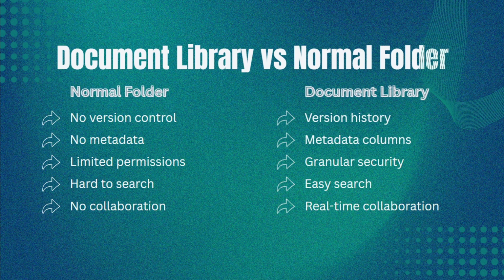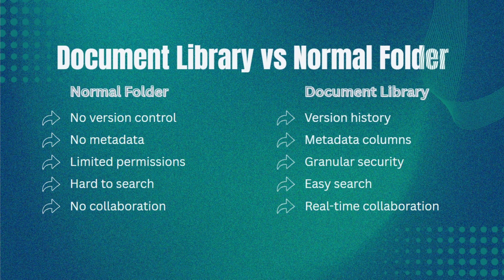Now let's understand the difference between a normal folder and a document library. First, a normal folder does not maintain version history, does not support metadata, has limited permission controls, is difficult to search, and does not support real-time collaboration. A document library, on the other hand, maintains complete version history, uses metadata for better organization, supports detailed permission settings, makes searching documents easy, and allows multiple users to collaborate at the same time. This is the main reason why organizations prefer SharePoint document libraries over traditional shared folders.